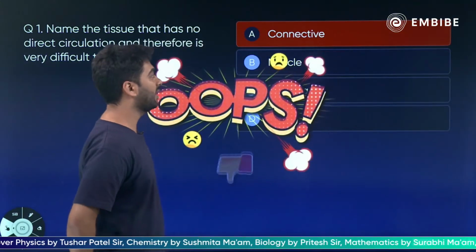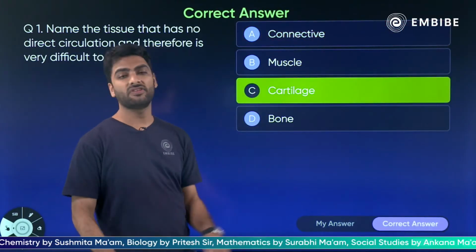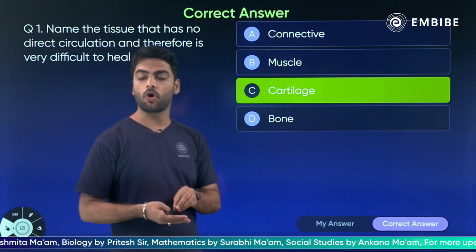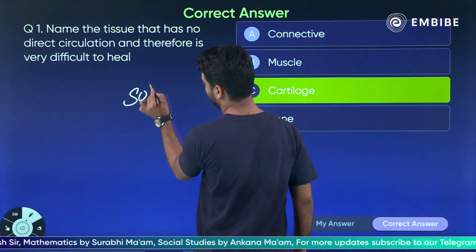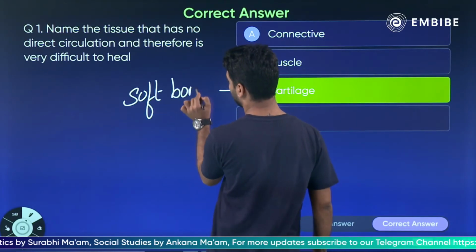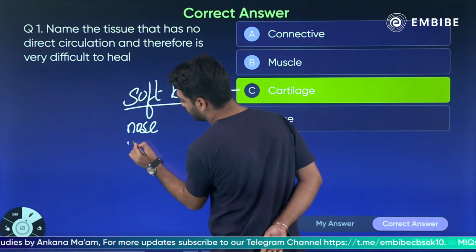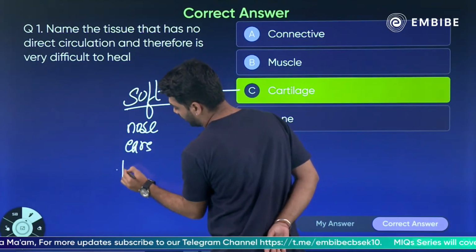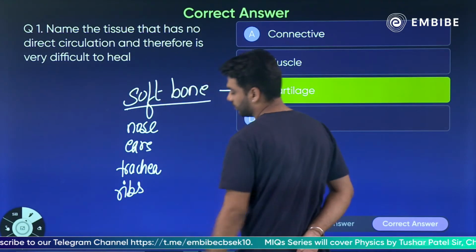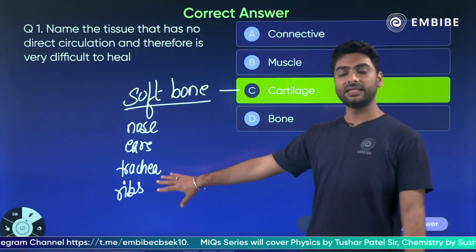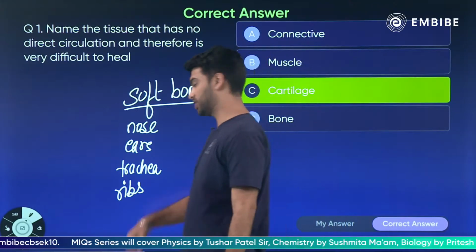The answer is not correct because in connective tissue we have got blood. Blood has direct circulation. The answer will be cartilage. Cartilage is also called soft bone, right? It is present in the nose, ears, trachea, ribs. Hyaline cartilage is present at the points where the ribs join the sternum, that is the chest bone.